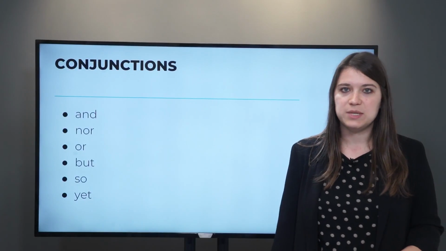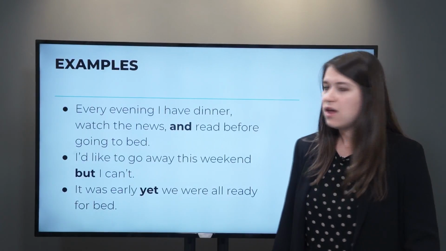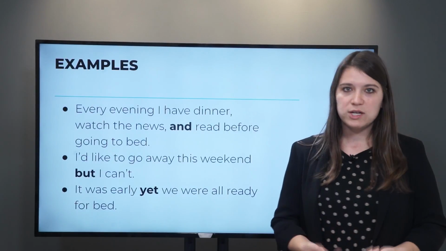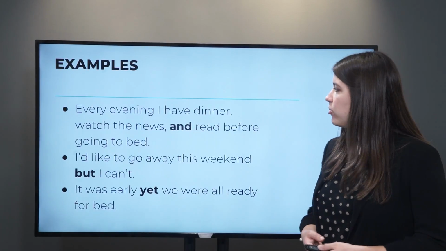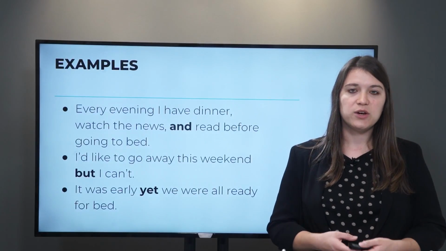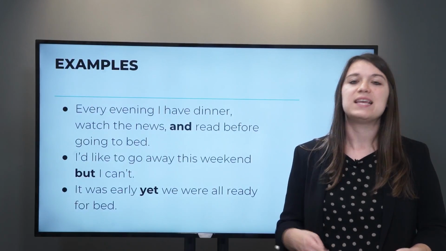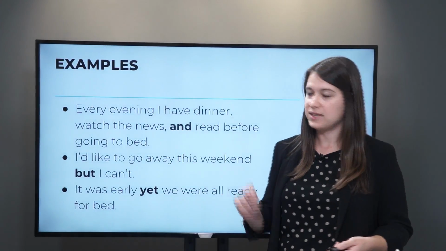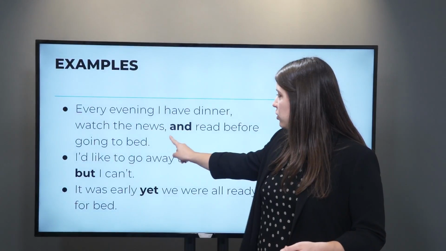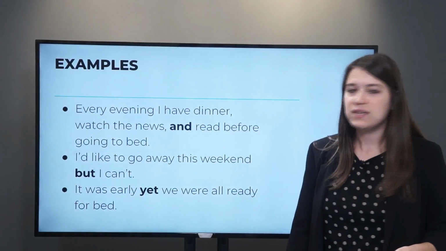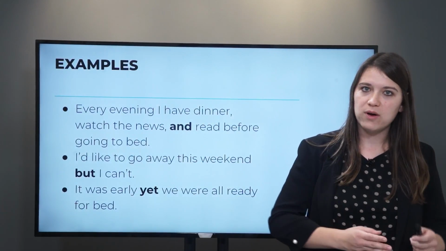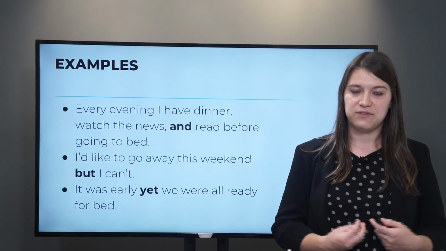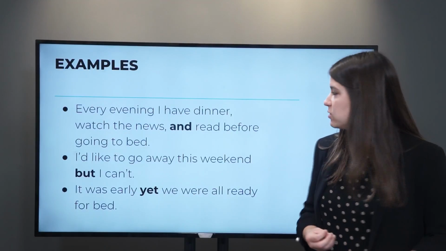Okay, so let's look at some examples with these conjunctions. For example, every evening I have dinner, watch the news, and read before going to bed. Here you have three parts of the sentence and you're connecting them with this conjunction. So what are the three things? Have dinner, watch the news, and read. Here the and goes before the last one. So however many things there are in the sentence, the and, if it's connecting, will go before the last one.